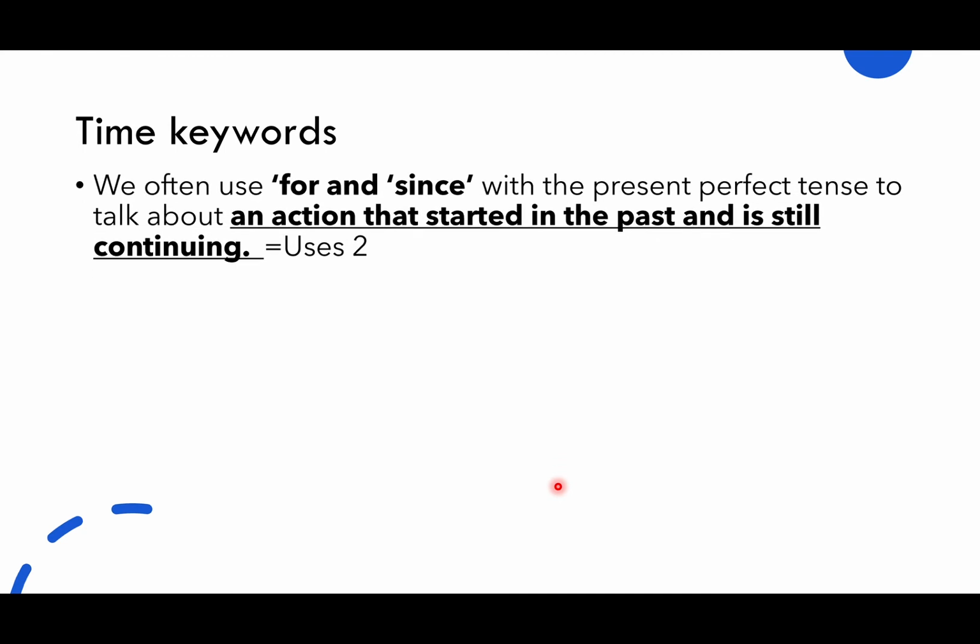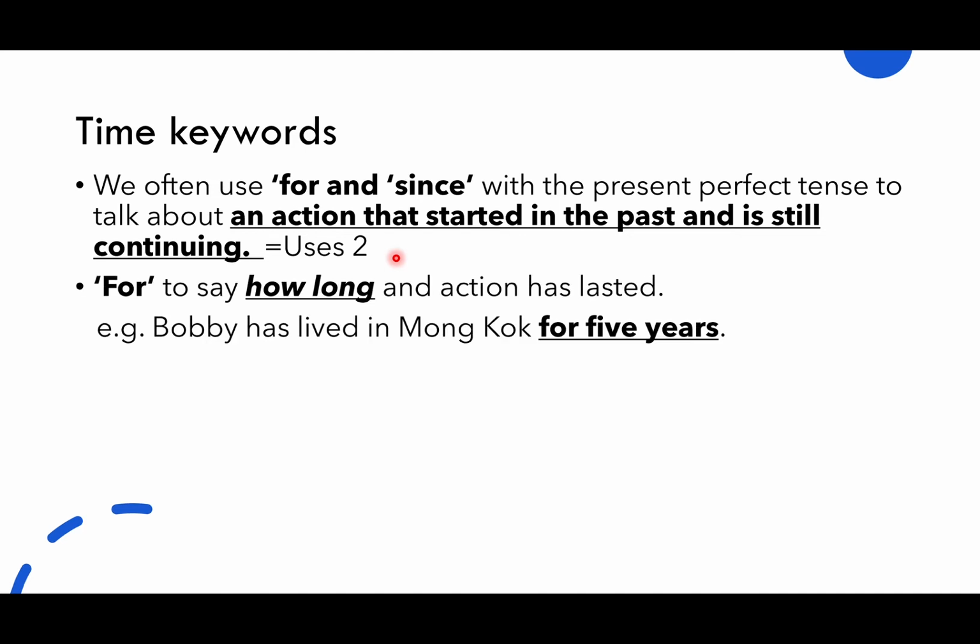Time keywords. We often use for and since with the present perfect tense to talk about an action that started in the past and is still continuing. For is used to say how long an action has lasted. Example, Bobby has lived in Hong Kong for 5 years, meaning 5 years ago until now.